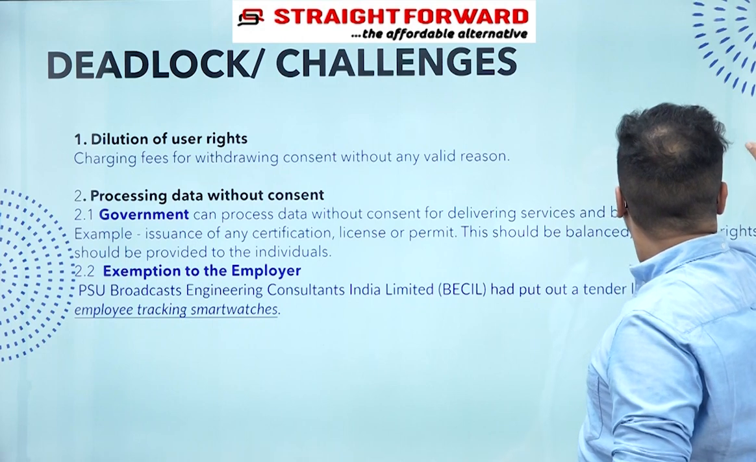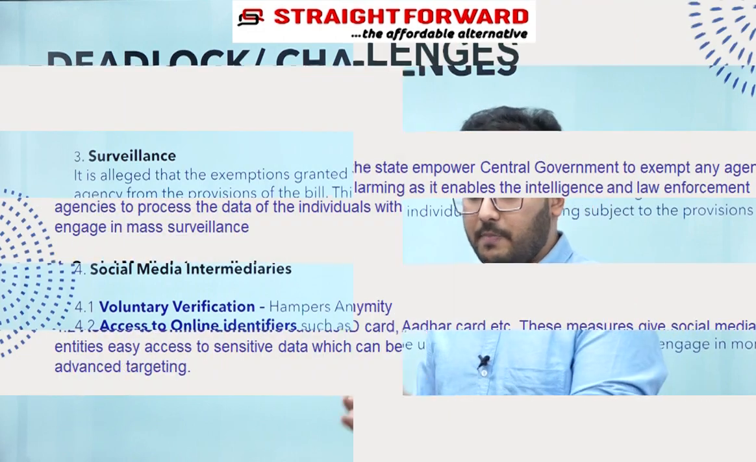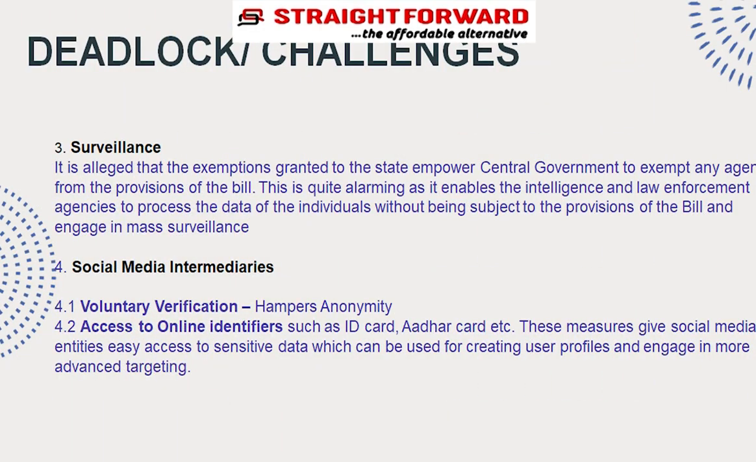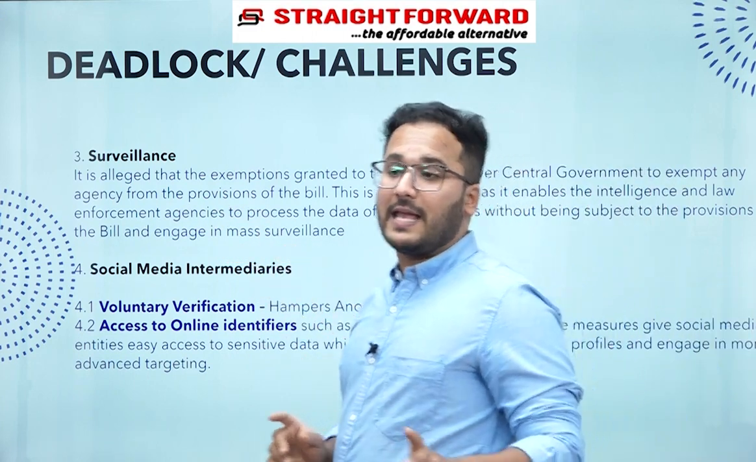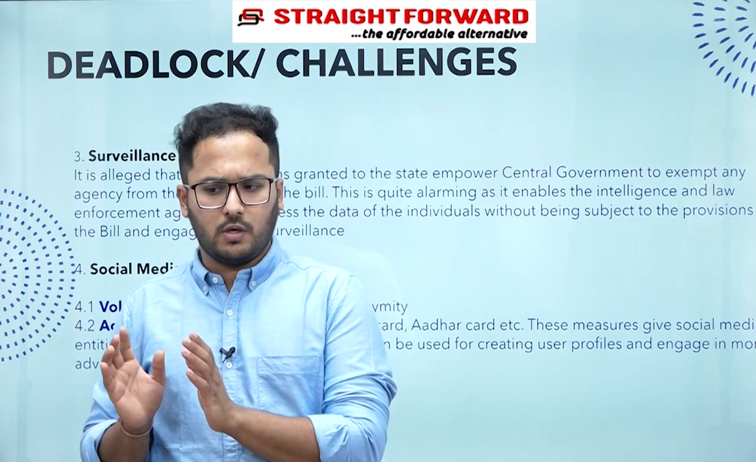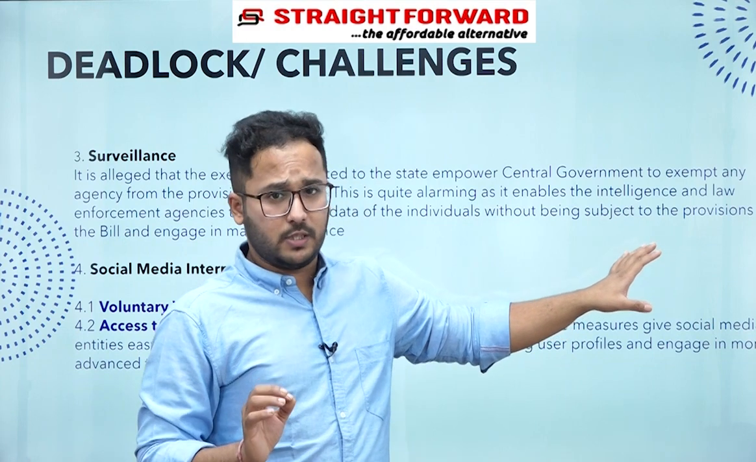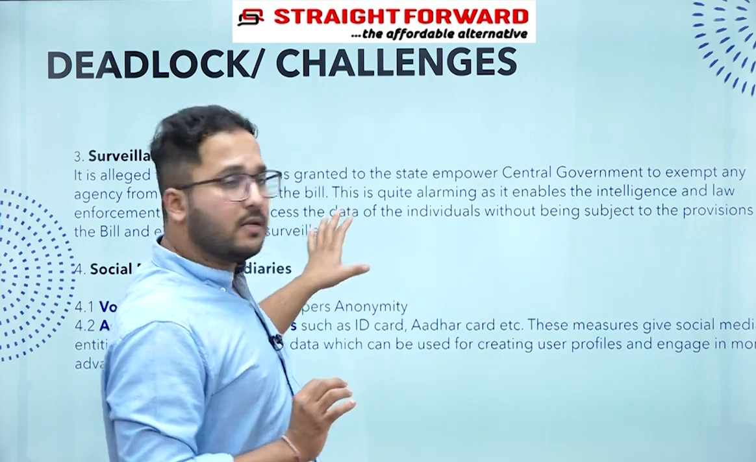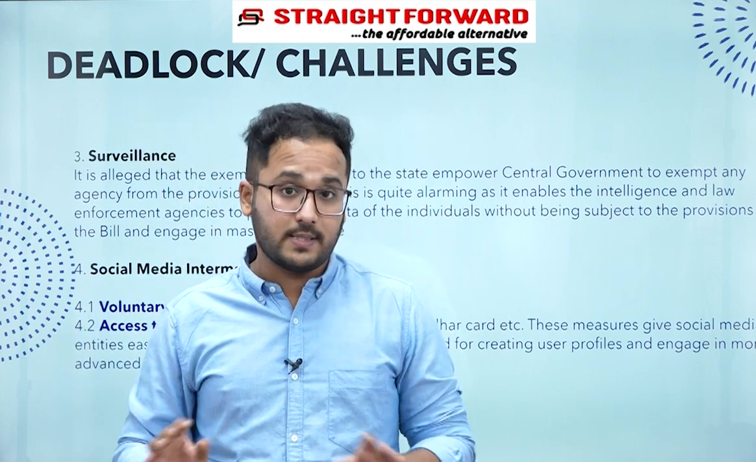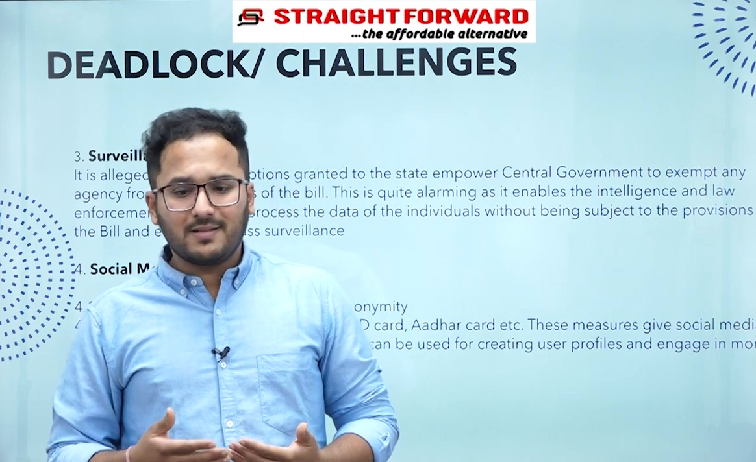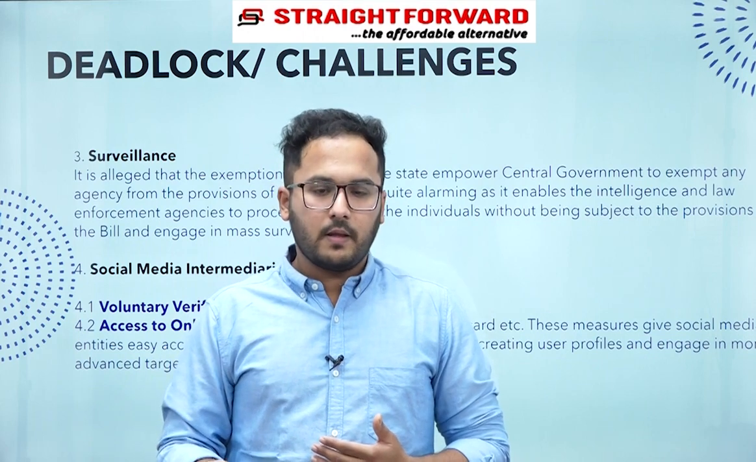Next, if we move on, is surveillance. The government has been alleged many times to be giving arbitrary power to itself to exempt anybody or any agency from the provisions of the bill. The effect of this can be disastrous to the rights of individuals, because any intelligence or law enforcement agency in this situation would have the complete right to process the data of individuals without their knowledge and even their consent. So this hampers the exercise of rights which are given by the law in the most fair manner.